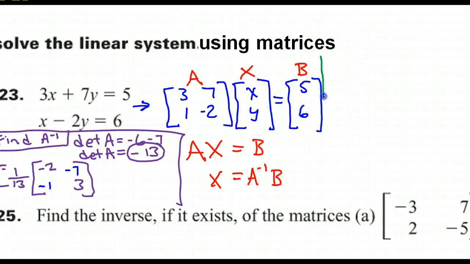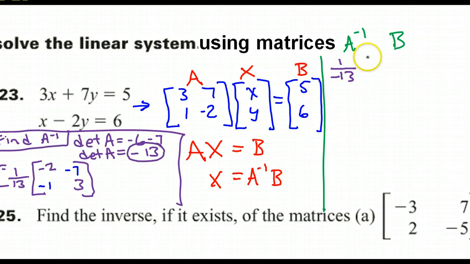Okay, I'm just going to put a line here. So we are attempting to do A inverse times B. Now A inverse is this purple thing over here. This is A inverse. It's 1 over -13, and then I've got my -2 and my -7 and my -1 and my 3. That is A inverse.